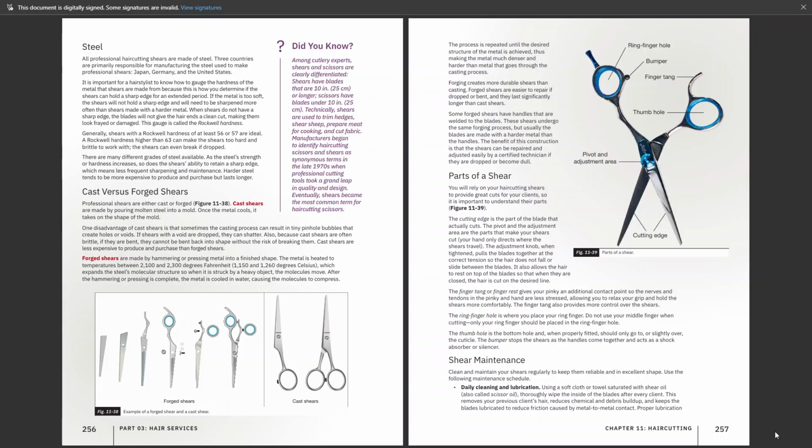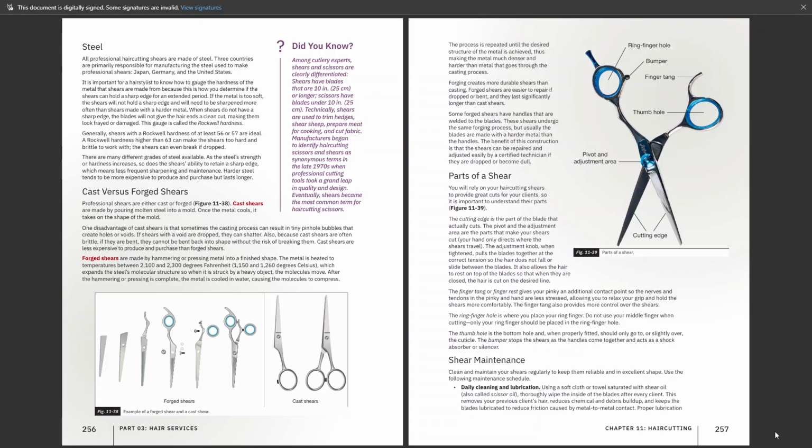Generally, shears with a Rockwell hardness of at least 56 or 57 are ideal. Rockwell hardness higher than 63 can make the shears too hard and brittle to work with. The shears can even break if dropped. There are many different grades of steel available. As the steel's strength or hardness increases, so does the shear's ability to retain a sharp edge, which means less frequent sharpening and maintenance. Harder steel tends to be more expensive to produce and purchase, but lasts longer.